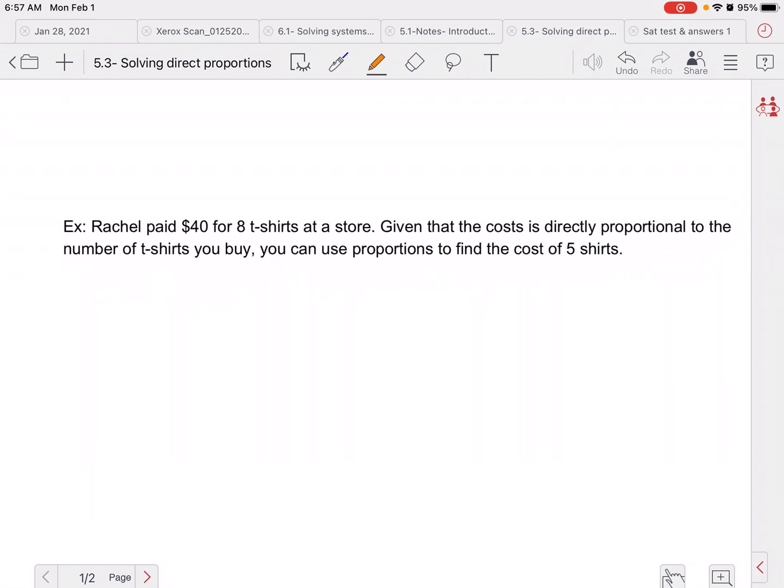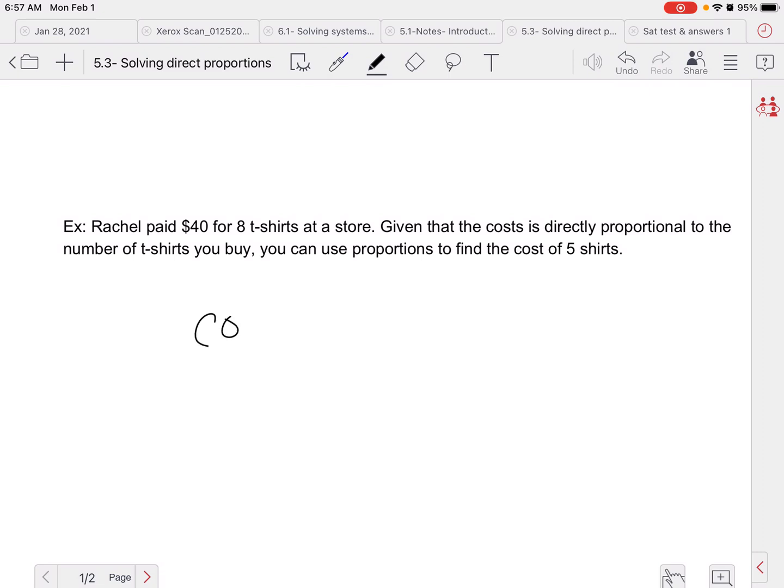All right, so Rachel paid $40 for 8 t-shirts at a store. Given that the cost is directly proportional to the number of shirts you buy, you can use proportions to find the cost of 5 shirts. Now some of you are going to be like, Miss Hawes, I already know it's 25 because 40 divided by 8 is 5 and 5 times 5 is 25. Great. I'm still going to show you this other method.